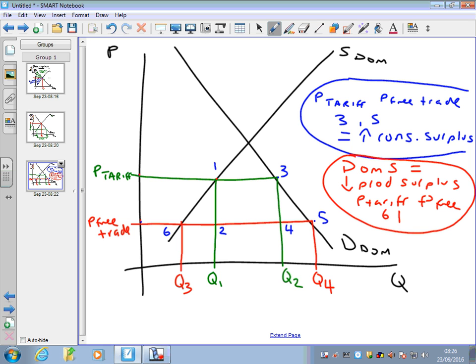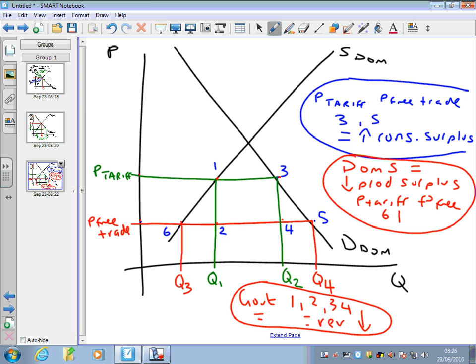Now the government also loses from free trade as well. The government used to allow imports 1 to 3 to come in. Okay, now with the tariff, they would have earned 1, 2, 3, 4 as revenue coming in. So 1, 2, 3, 4, so that box there. And again, that will be lost.